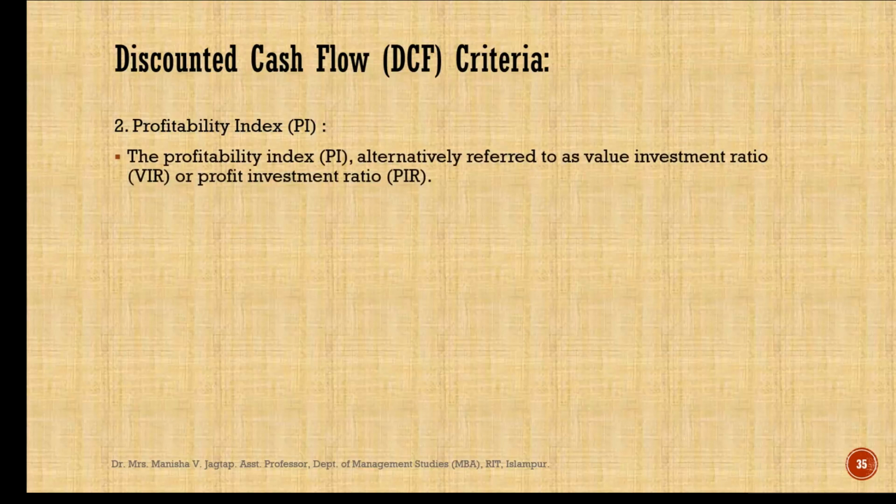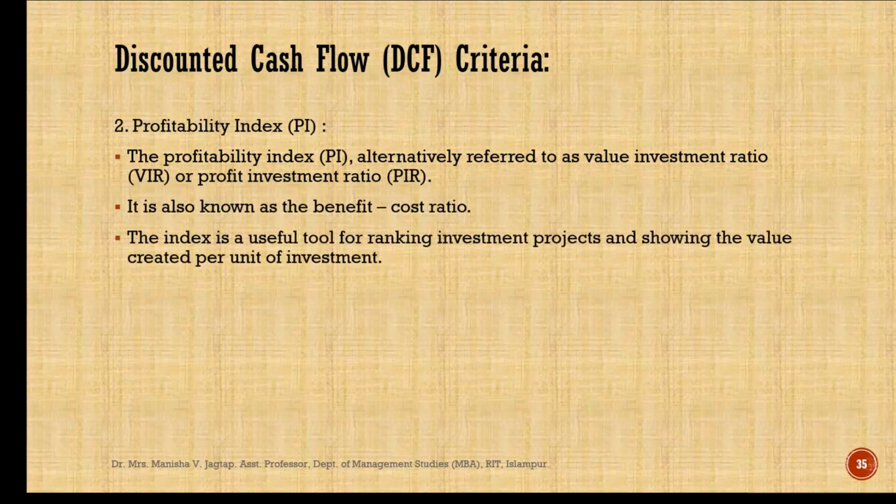Now the next is discounted cash flow criteria. Under that, the second method, the profitability index method. The profitability index is also alternatively referred to as value investment ratio or profit investment ratio. It is also known as the benefit cost ratio. The index is a useful tool for ranking investment projects and showing the value created per unit of investment.